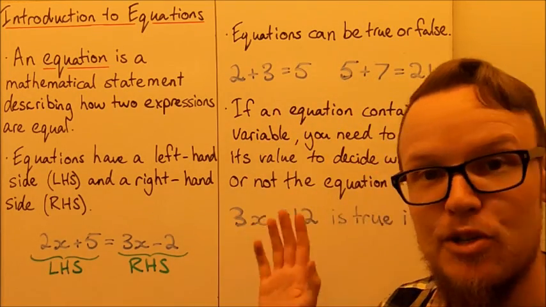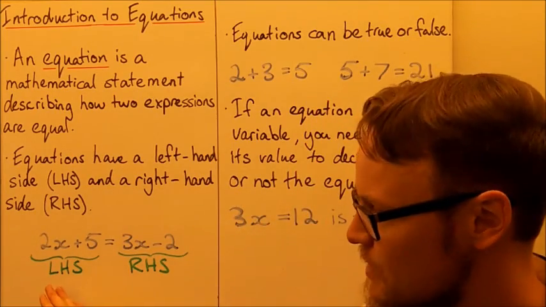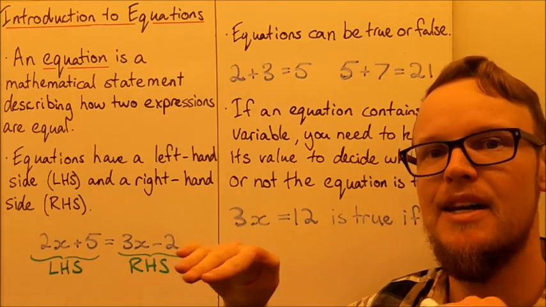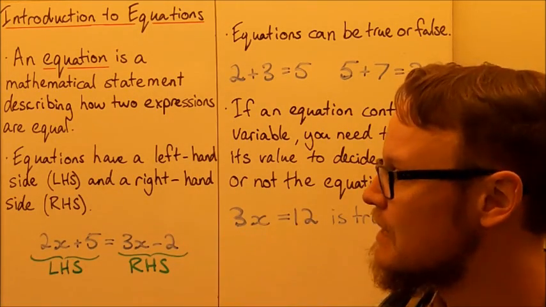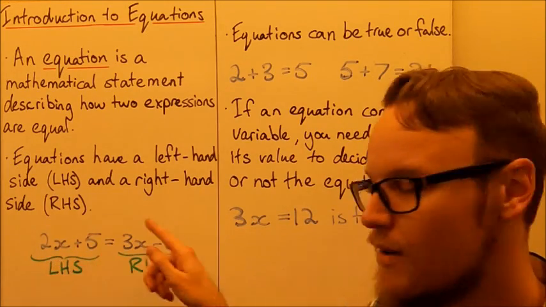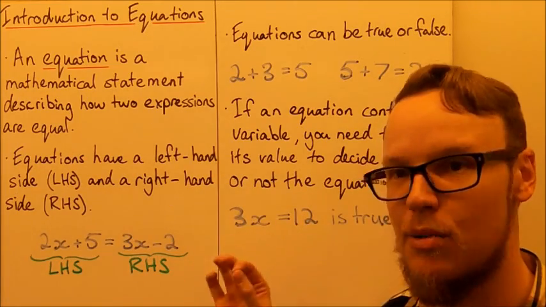Now, equations can be true or false. For an equation to be true, the left-hand side must be the same as the right-hand side. They must be balanced, so they must have the same value. Whatever value you have on the left-hand side must be the same as the value that you have on the right-hand side. That would be a true equation.